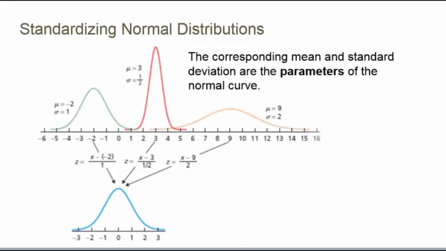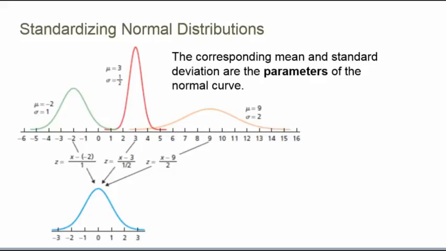Standardizing normal distributions. The corresponding mean and standard deviation are the parameters of the normal curve. We have three graphs that are similar to standard normal curves. Our first one has most of its data between -5 and 1. It goes up from left to right until it gets to -2, then it starts to go down from left to right, and it's very similar to our standard normal curve. It has a mean of -2 and a standard deviation of 1.